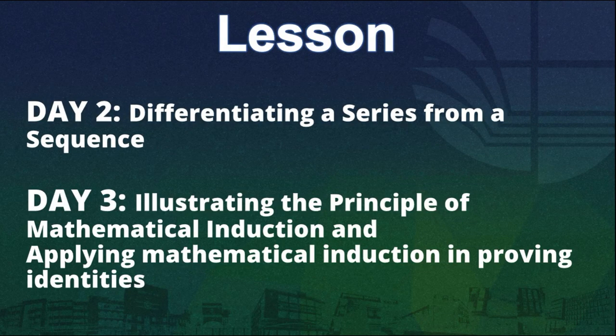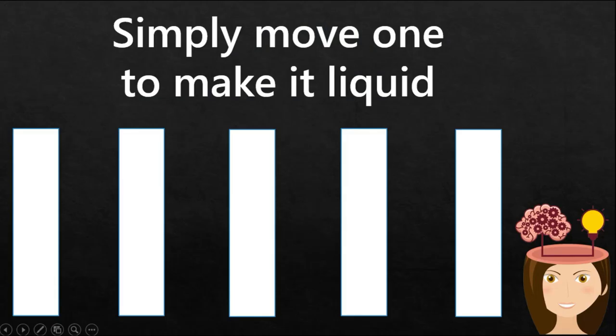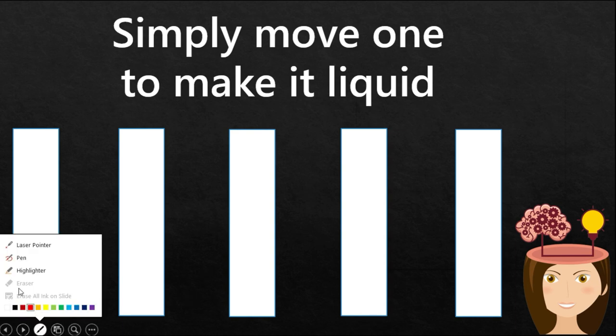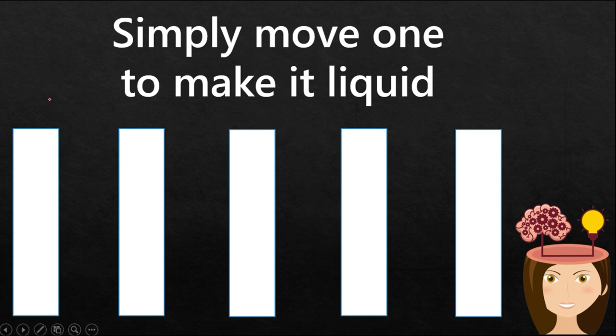First, let's have a quick icebreaker. Meron akong isang tanong dito. Simply move one to make it liquid. So, mag-move tayo ng isa dito para maging liquid yung nakikita nyong mga vertical lines dyan. 1, 2, 3, 4, and 5. So, ano yung gagawin natin to make it liquid? Mag-move lang tayo ng isa para maging liquid siya. Okay, any idea, guys?